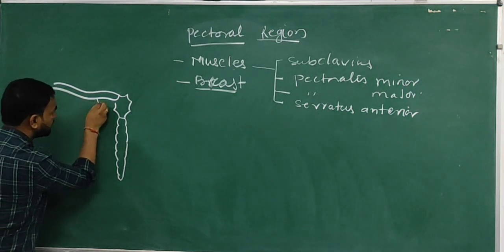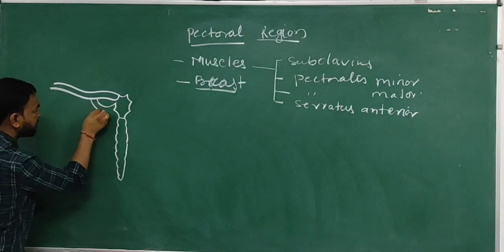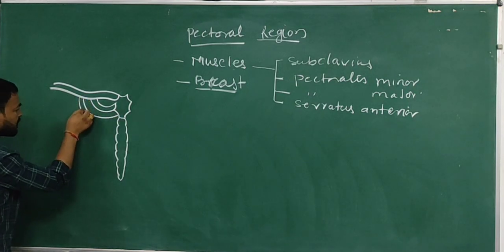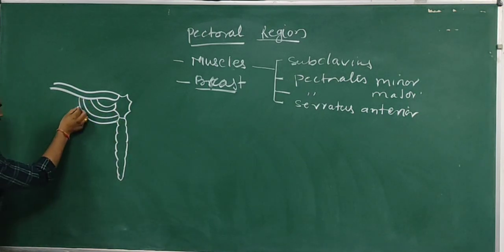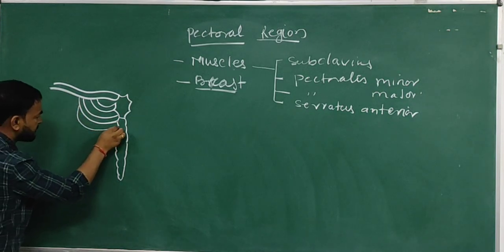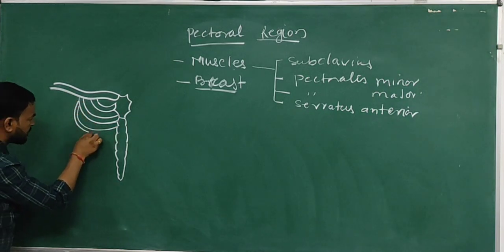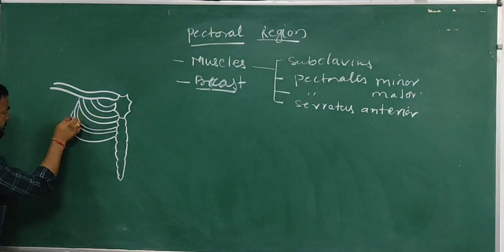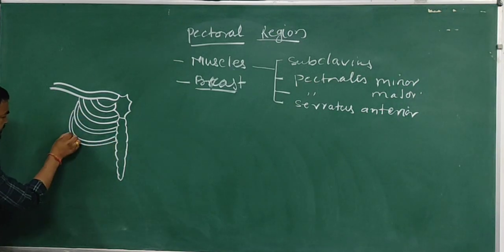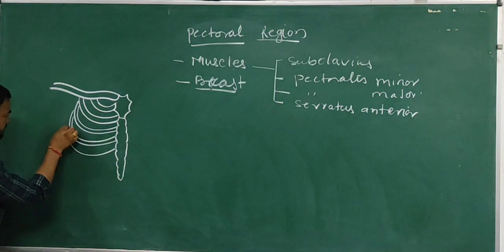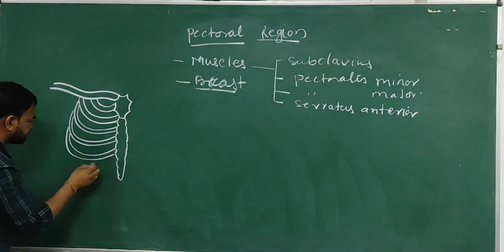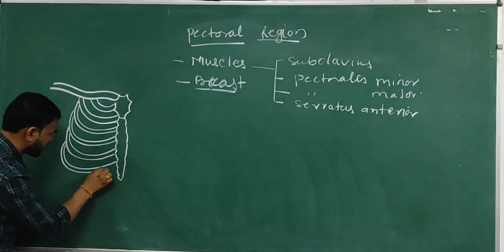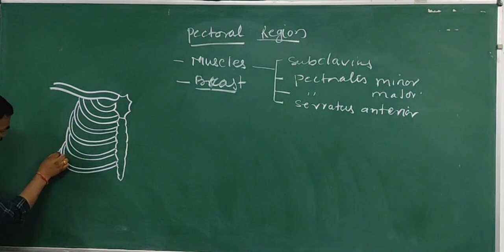There is the first rib. This is the second rib. This is the third rib. This is the fourth rib. This is the fifth rib. The sixth rib. And last, the seventh rib.